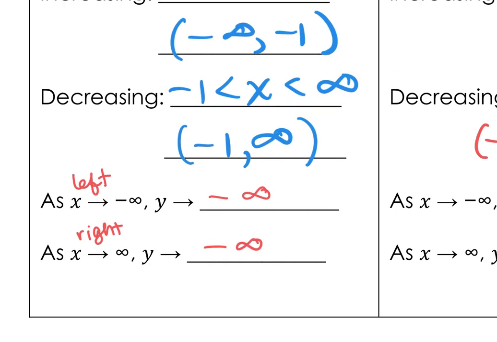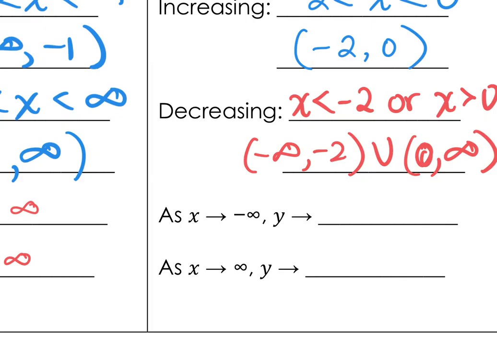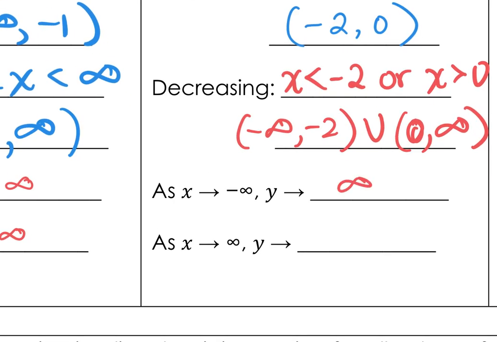Because that's what's here first, positive infinity. And then as x approaches positive infinity, so now I'm looking at the right side, approaching negative infinity. Very good.